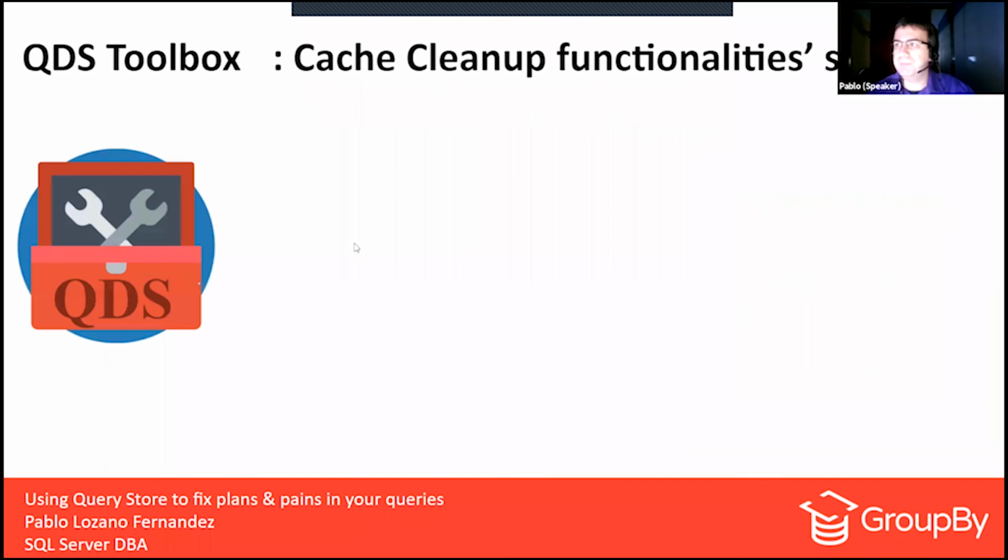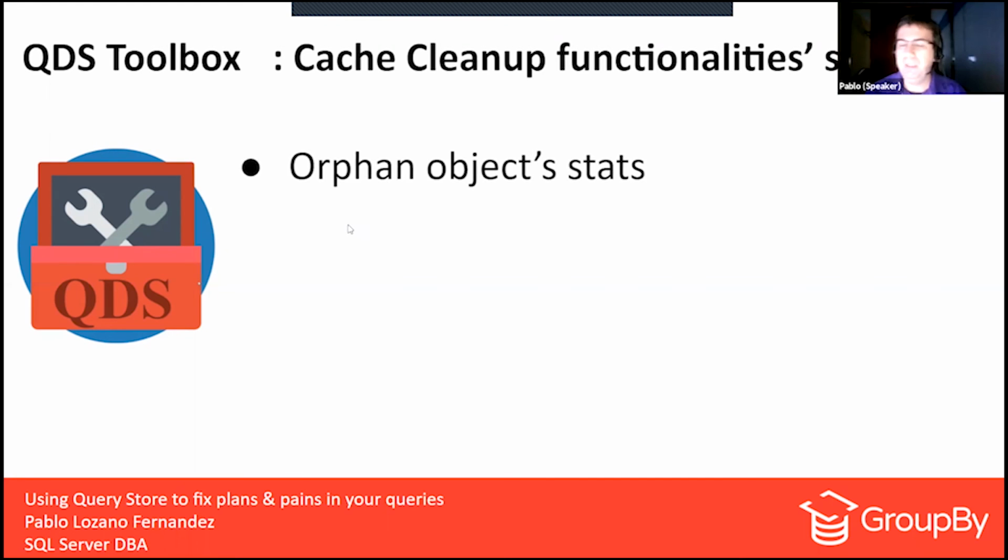So since we suffered this issue, we decided to create some other component for the QDS Toolbox, which is this custom cache cleanup. It will let you delete the orphan object stats, which is something that otherwise you would have to wait for SQL Server or Query Store to catch up on.